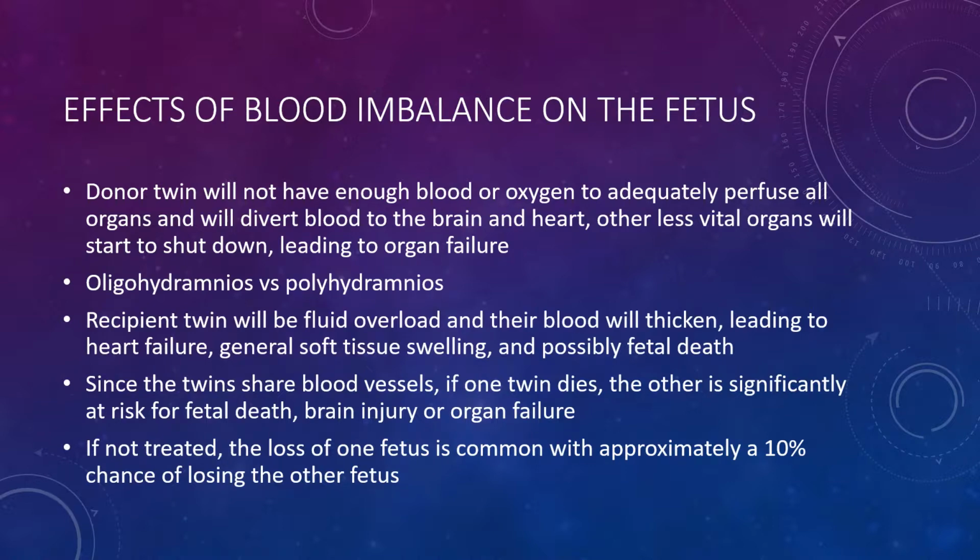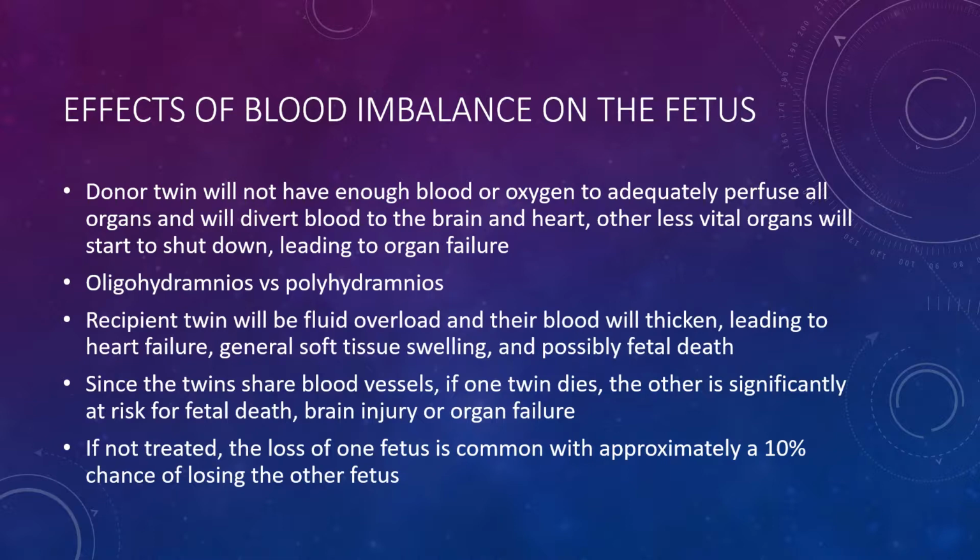So let's look at the more specific effects that this blood imbalance is going to have on the fetus. So the donor twin is not going to be able to perfuse the organs since they are not getting a lot of oxygenated nutrient-rich blood. And it will start diverting blood to the most important organs, so the brain and the heart, and shutting down other less vital organs, leading to organ failure. The most common and first organ that the donor twin will show to be shutting down is the kidneys.